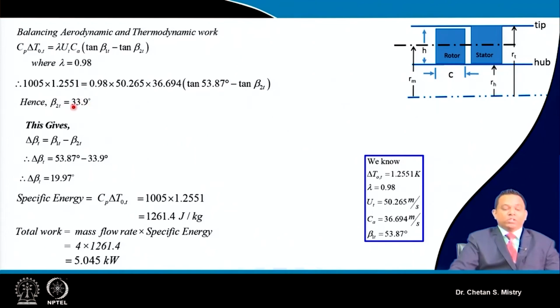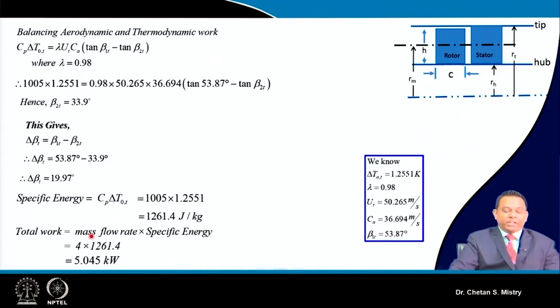Okay. So, this is what is giving me 33.9 degree. Once this is known to us, we know what our beta 1 at the tip is, we know what our beta 2 at the tip is. So, we can calculate delta beta at the tip, that's coming 19.97 degree. Okay. And the same way we can do our calculation, this is for our understanding.